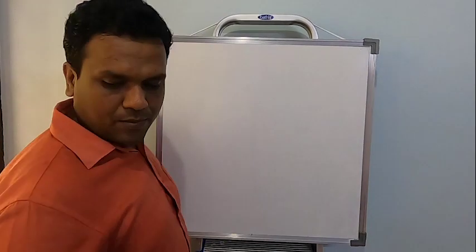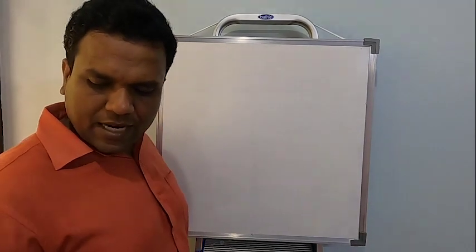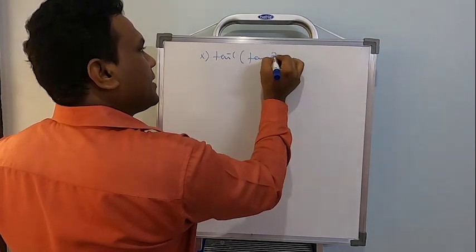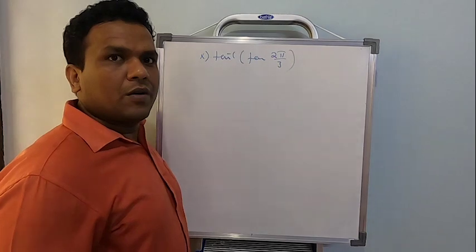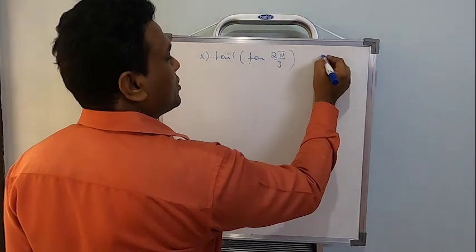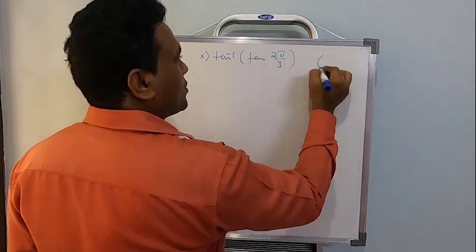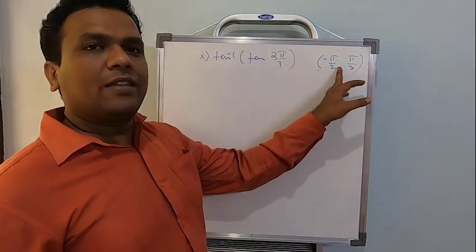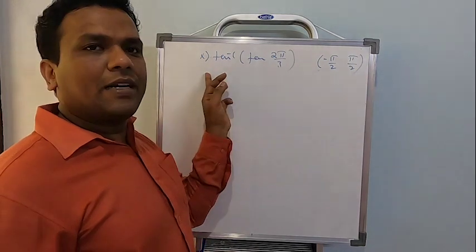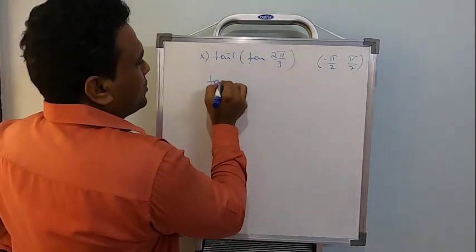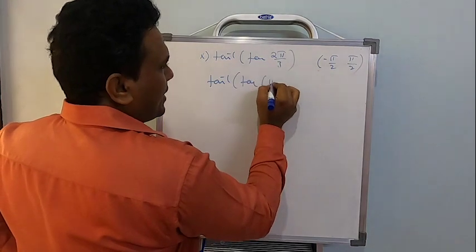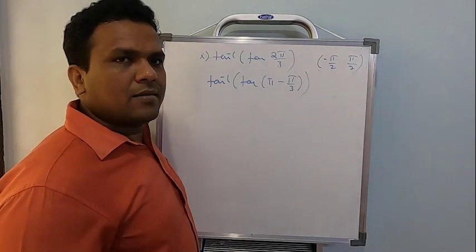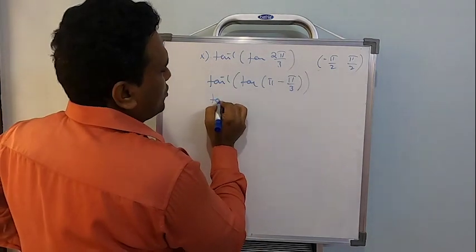So let's go to the next problem, number 10. Tan inverse tan 2 pi by 3. So what is the domain of tan? The domain of tan was the open interval minus pi by 2 to pi by 2. So I should reduce this angle to between this, okay, and then I can eliminate tan inverse and tan. So tan 2 pi by 3 can be written as tan of pi minus pi by 3. That's okay. If not, use degrees and then convert. Okay, now let's go for it.